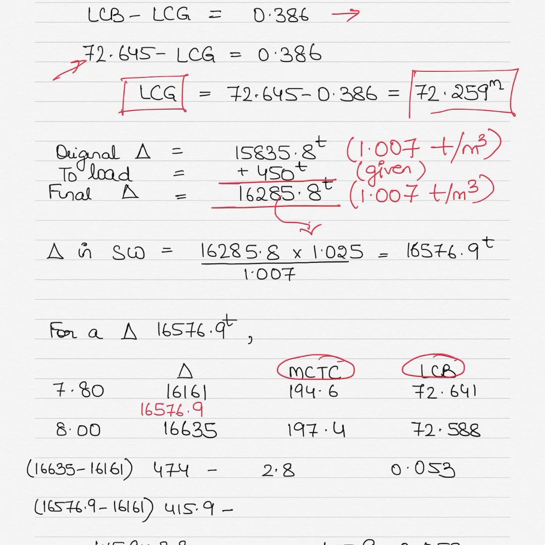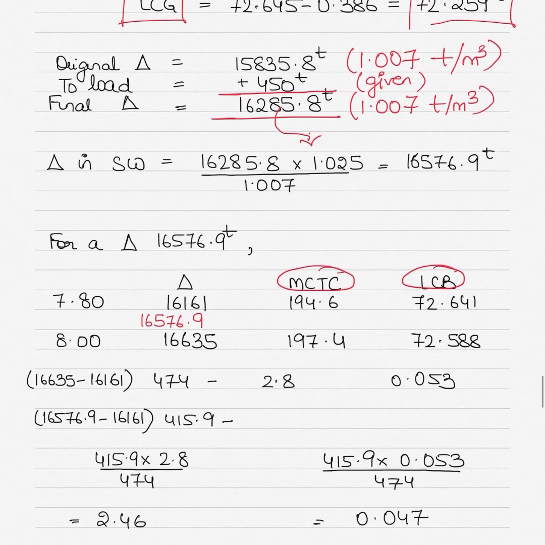Alright, so the MCTC and LCB that you found out were for a condition when the cargo has not loaded. But once the cargo is loaded, you have to find out new MCTC and LCB because they will change after you finish loading cargo. To do that, you have to go into the hydrostatic tables. But the hydrostatic tables are for seawater density. That's why this displacement has to be converted for displacement in seawater.